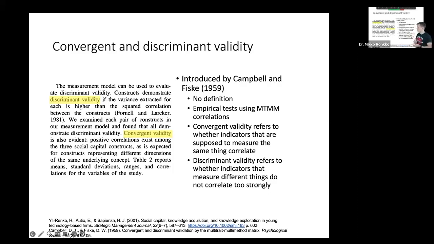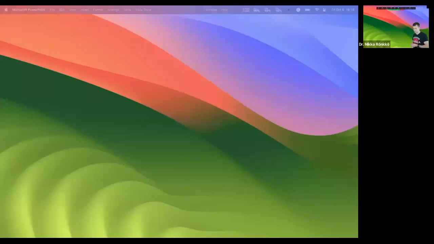This paper by Campbell and Fiske did not provide any definition of what exactly discriminant and convergent validity mean. Instead, the paper explained different statistical tests that could be used to assess these concepts.